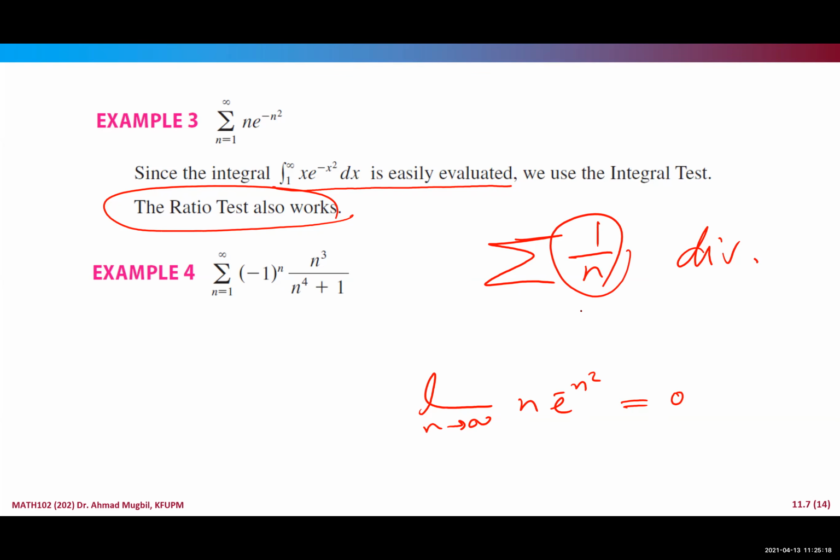So here is an example that is convergent and the limit of the nth term is 0. But it is not the case. It is only if it is not zero. If it is not zero, then we can say that it is divergent, or if the limit does not exist.